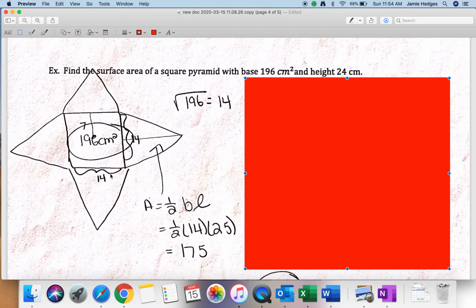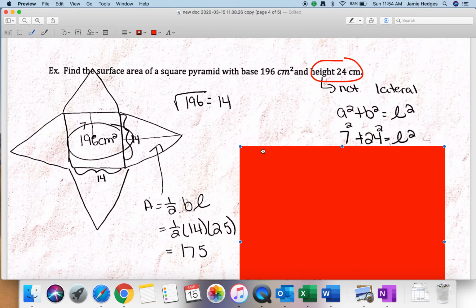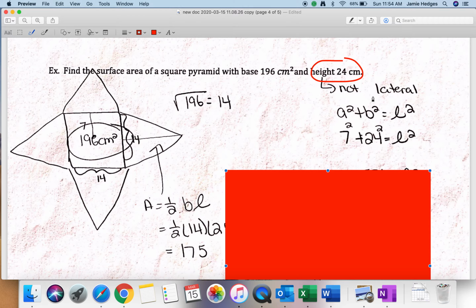Now here's where it gets tricky. They gave me the height instead of the lateral height. And for a pyramid, I have to have the lateral height. So they gave me this height that's right here in the middle. So they said the height was 24 centimeters. I need this height over here, the lateral height. I do not need this thing that's sticking up. You can imagine like a popsicle stick coming straight up. I don't need that. So I'm going to use the Pythagorean theorem to find my lateral height.